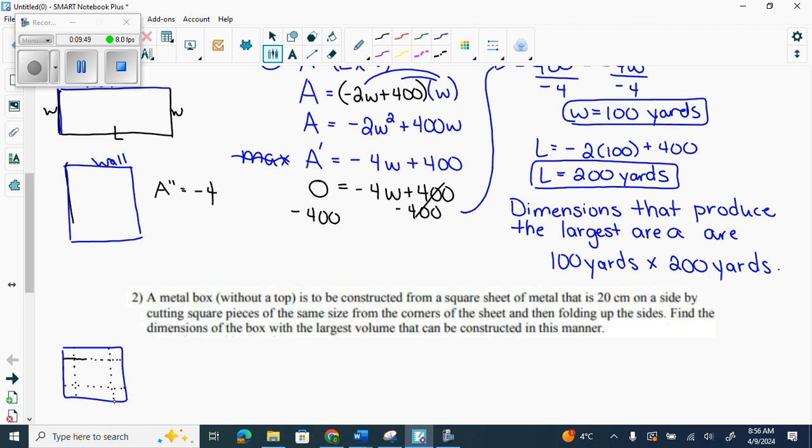So here it says a metal box without a top is to be constructed from a square sheet of metal that is 20 centimeters on a side by cutting square pieces of the same size from the corners of the sheet, which we call X. Remember that? And then folding up the sides. Find the dimensions of the box with the largest volume that can be constructed in this manner.